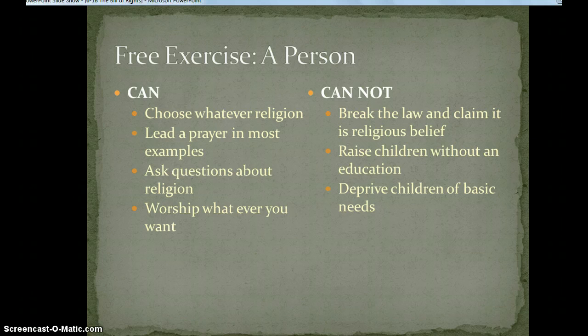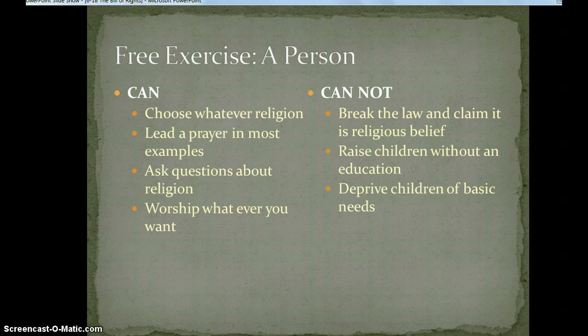You cannot raise children without an education. That goes back to Wisconsin versus Yoder and the Amish having their kids not go to school in high school, only 8th grade, and the Supreme Court said, you know what, they have had an education, that's good enough. They don't have to go to high school because of their religious beliefs. But they do have to have some semblance of an education.